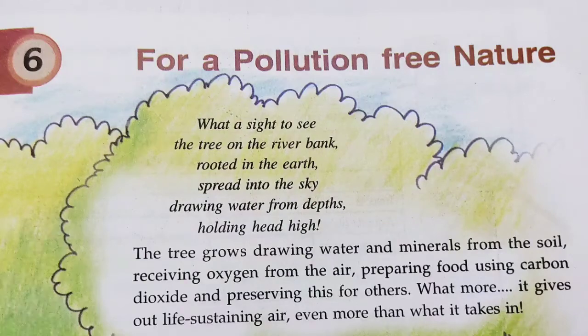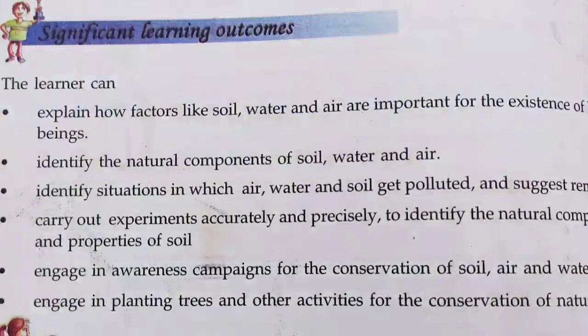Unit 6 for a pollution-free nature. The significant learning outcomes of this unit are: number 1, explain how factors like soil, water, and air are important for the existence of living beings. 2, identify the natural components of soil, water, and air. 3, identify situations in which air, water, and soil get polluted and suggested remedies.